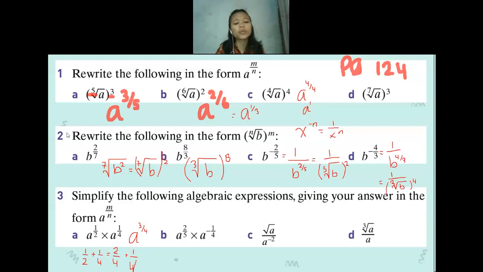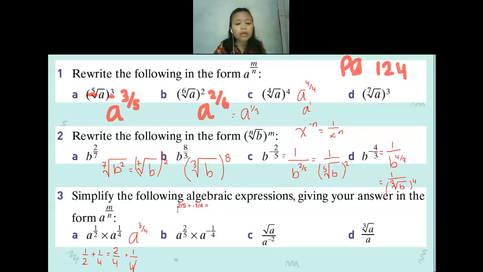If you do not ask me any question, let us move to question B. For question B, we have a to the power of 2 per 5 times a to the power of negative 1 per 4. If multiplication, what do we do to the power? Add. Yeah, so we add 2 per 5 plus negative 1 per 4. How many will it be? Anyone want to help me?